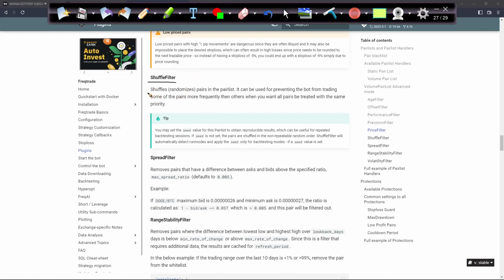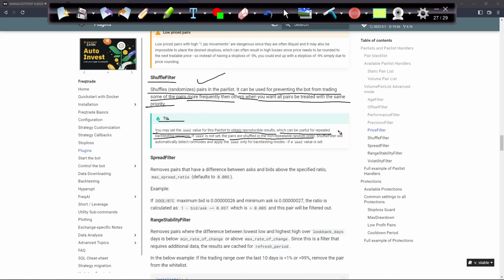All right, now we have the shuffle filter here, which randomizes pairs in the pair list. It can be used for preventing the bot from trading some of the pairs more frequently than others when you want all pairs to be treated with the same priority, right? So this is quite important. Now the tip here is that you may set the seed value for this pair list to obtain reproducible results, which can be useful for repeated backtesting sessions. If the seed is not set, the pairs are shuffled in a non-repeatable random order.